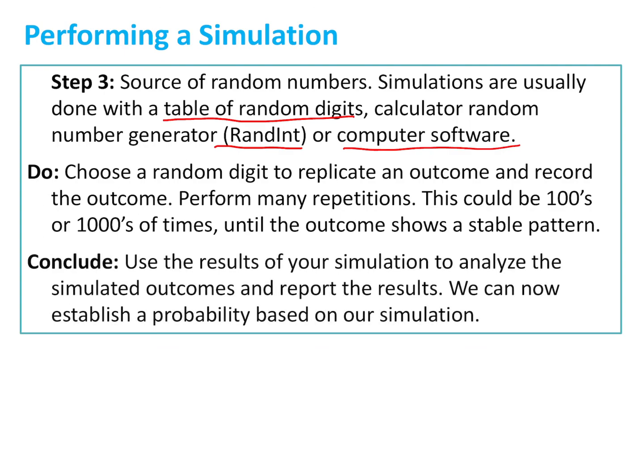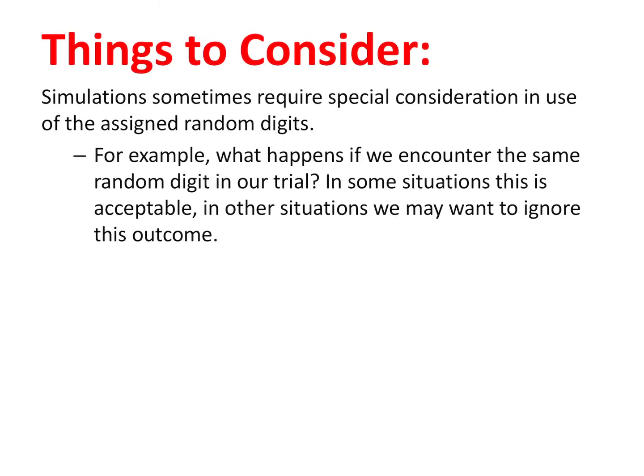You're going to use the results of your simulation to analyze the simulated outcomes and report the results. We can now establish a probability based on what our simulation is. When we're doing a simulation, there are some things you want to consider. They sometimes require special consideration and use of your assigned random digits, and we've talked about this before. For example, what happens if we encounter the same random digit in our trial? Up to this point, we haven't wanted that to happen in our sampling, but in some situations it's going to be acceptable, and in others it's not.